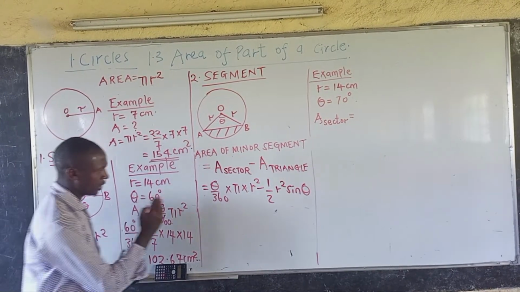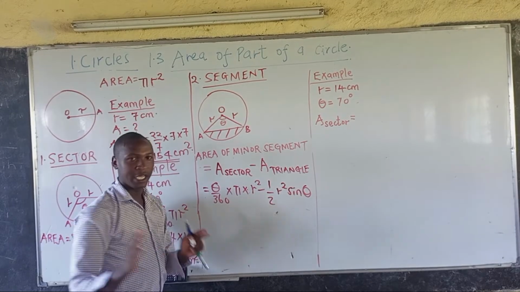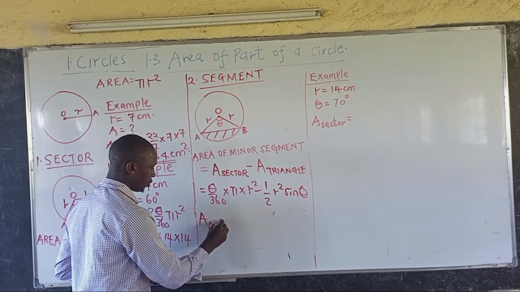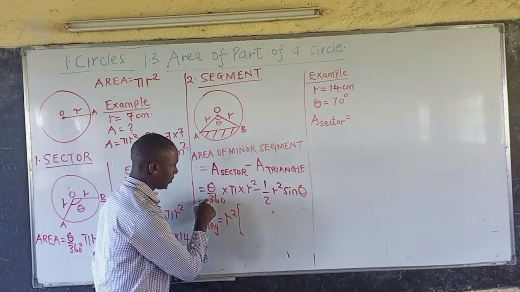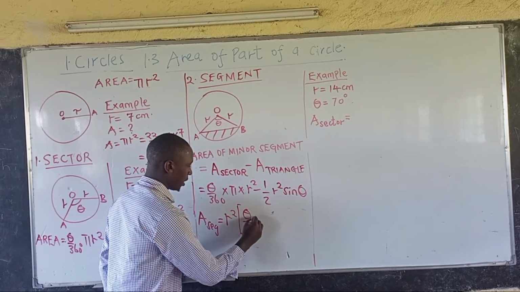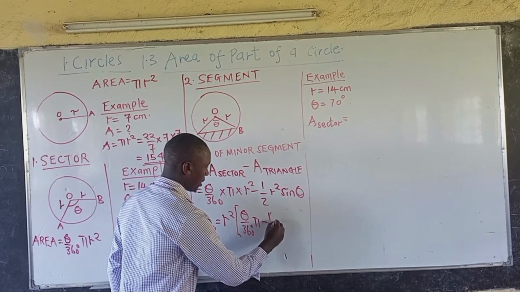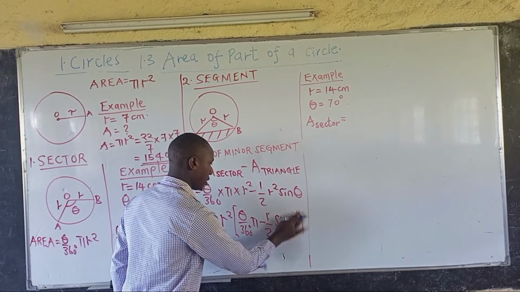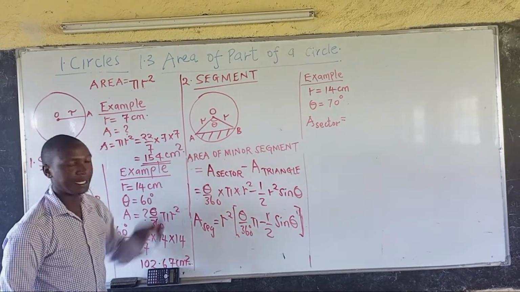So in this case, you notice that we're going to have r squared and r squared. If we factor out r squared, the area of the segment is going to be equal to r squared multiplied by theta over 360 degrees multiplied by pi, minus a half sine of theta. So that is the formula for getting the area of the minor segment.